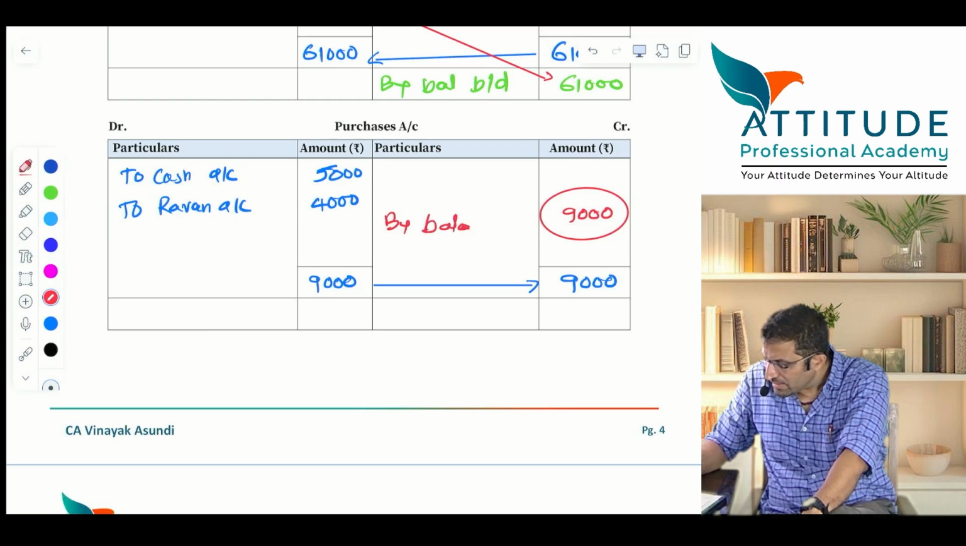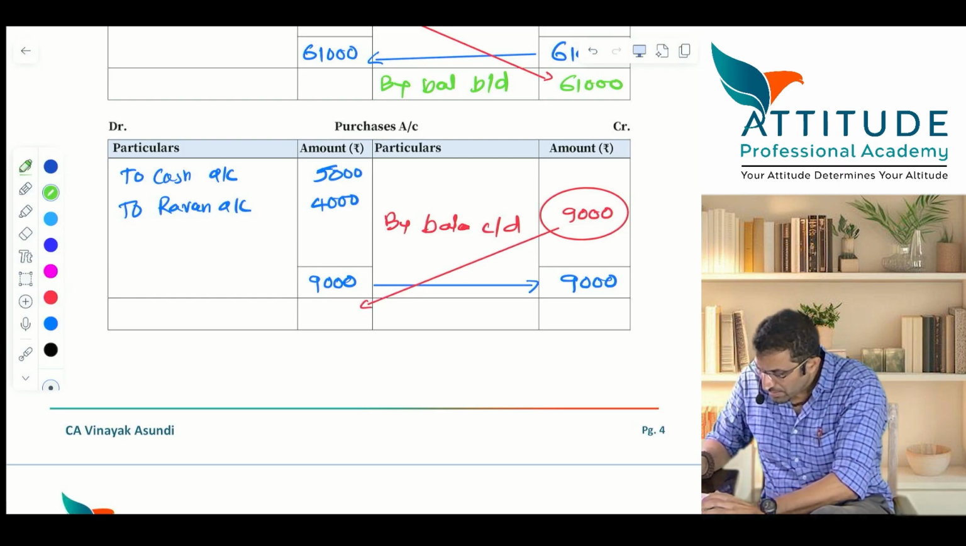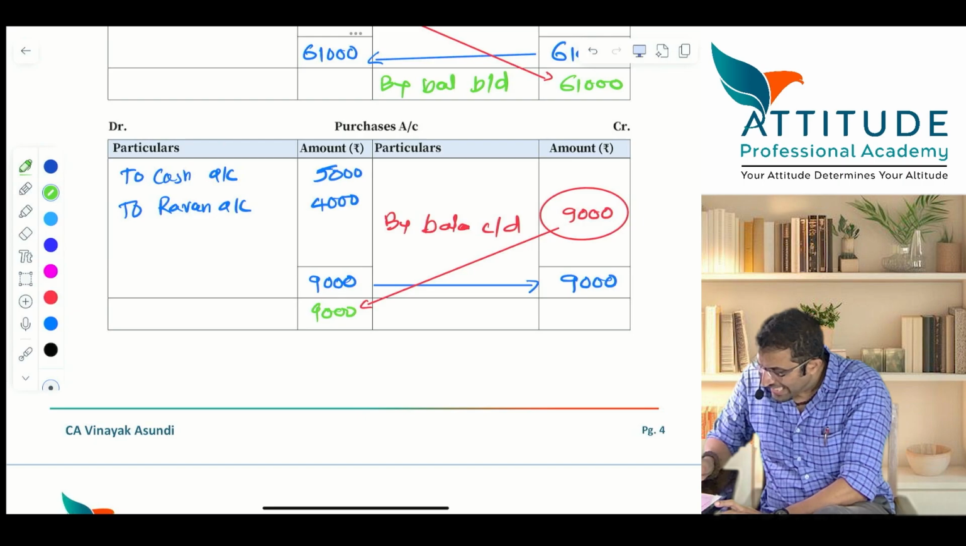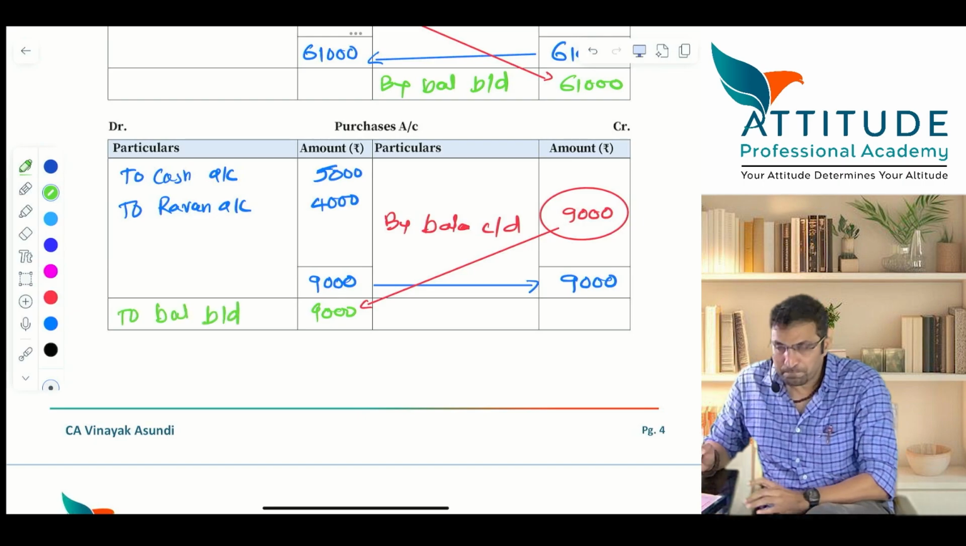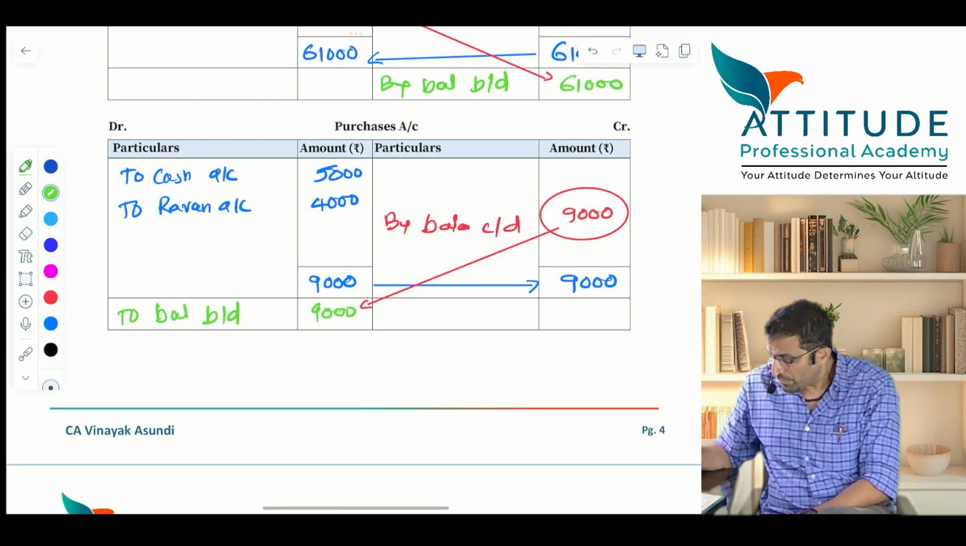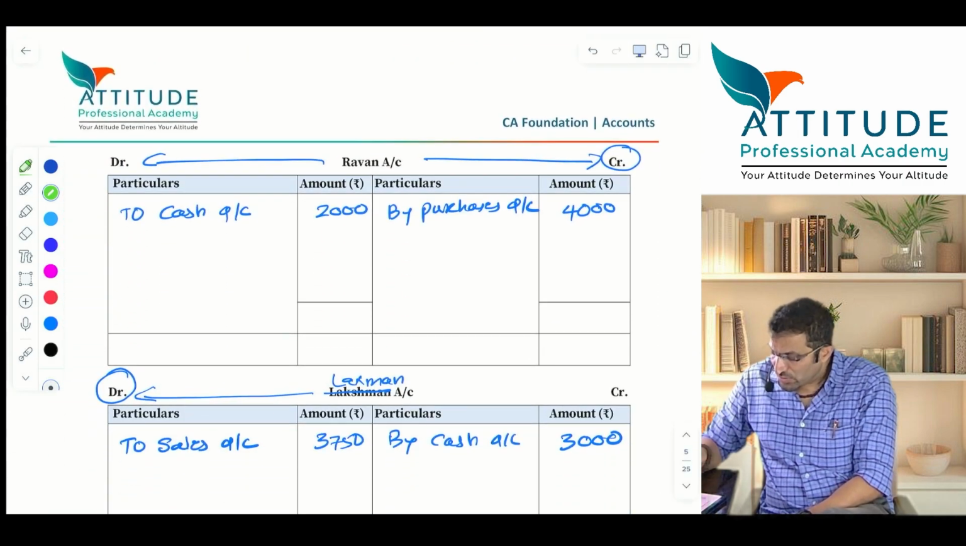By balance carried down. Now this balance will come here. How much? 9,000, as to balance brought down. Go to the next account.